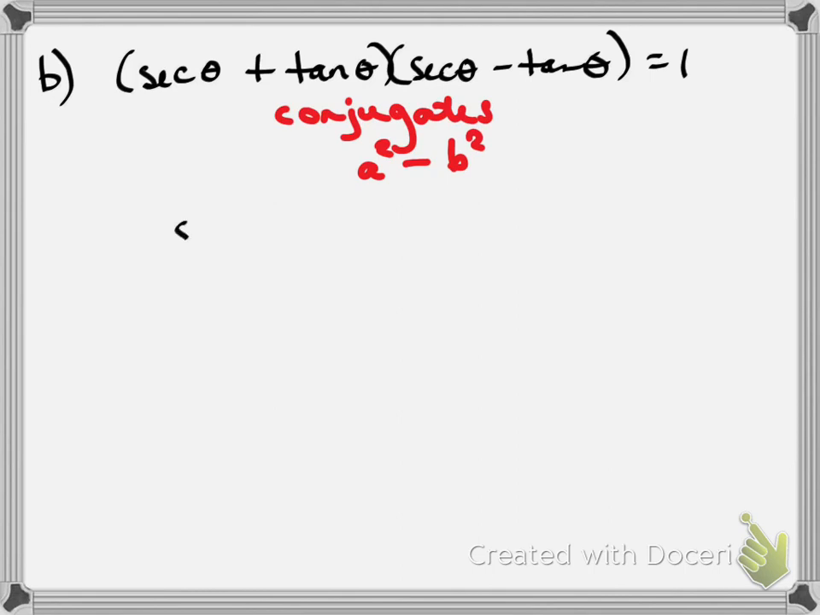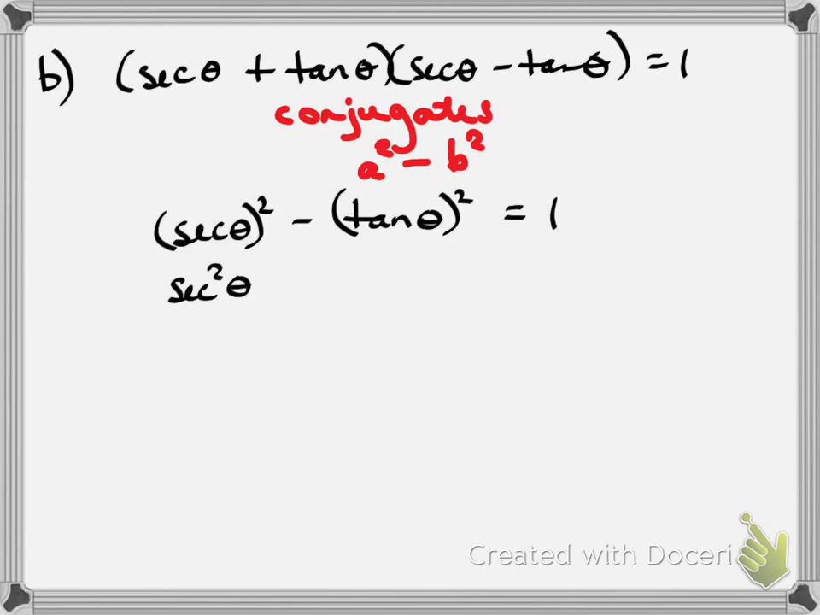When you have conjugates, you just do a squared minus b squared. So all we have to do is secant theta squared minus tangent theta squared, and that's equal to 1. Okie dokie. One of our Pythagorean identities deals with tangent and secant, and it's tangent squared theta plus 1 equals secant squared theta.